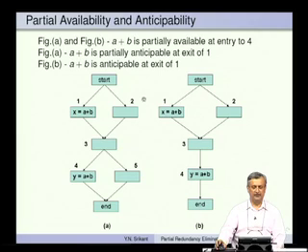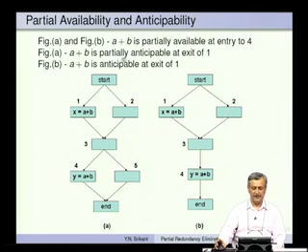Here is an example of both. In A and B in these two figures, A plus B is partially available at entry to 4. Here it is partially available because from here you can use this path and it becomes partially available, and for this point 4 we can use this path and it is partially available. It is not fully available in either of them.